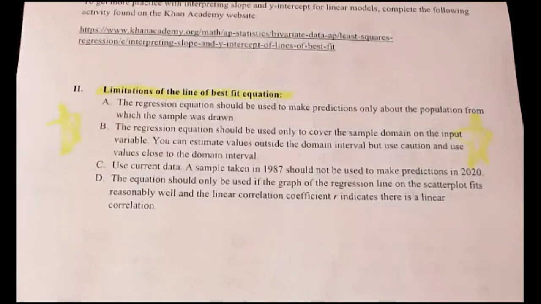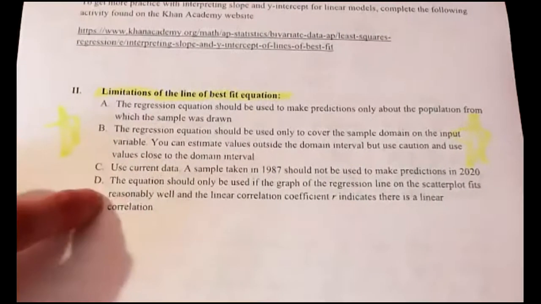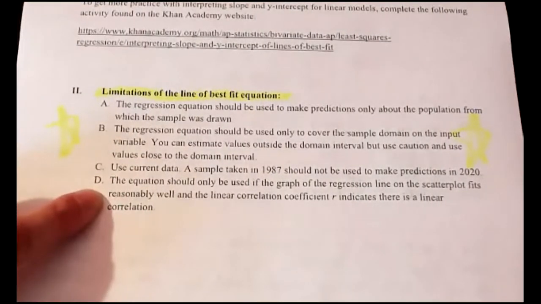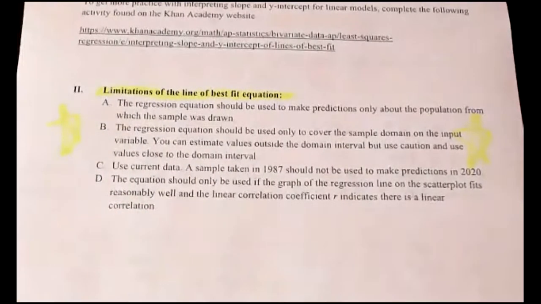And then lastly, the equation should only be used if the graph of the regression line on the scatter plot fits reasonably well, and the linear correlation coefficient R indicates there is a linear correlation. If that's not happening, then it's a weak study, right? Like the shoe print with age. So you're not going to use that to make predictions because it's not a very strong predictor.